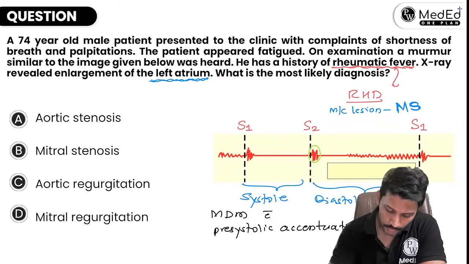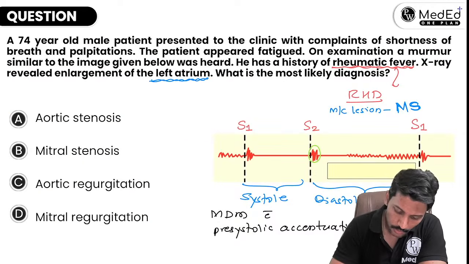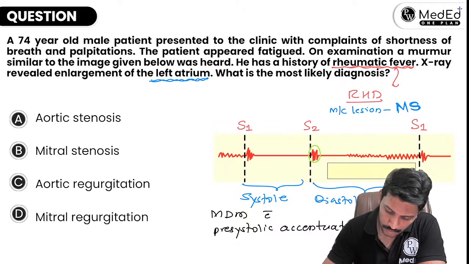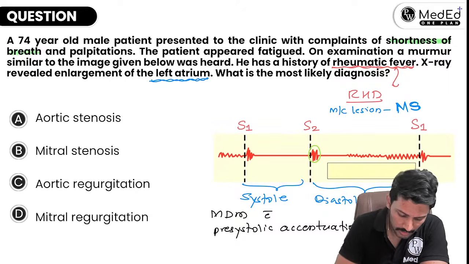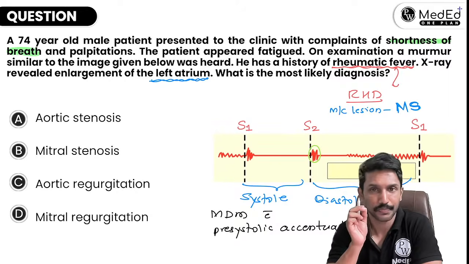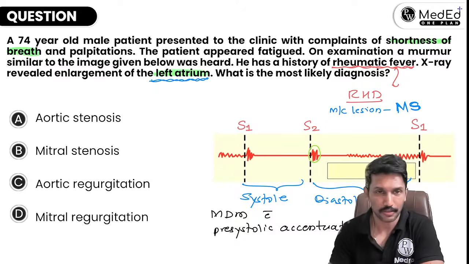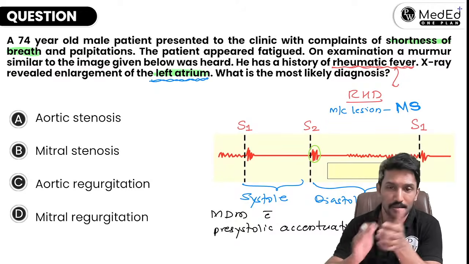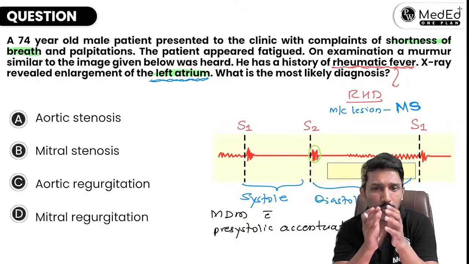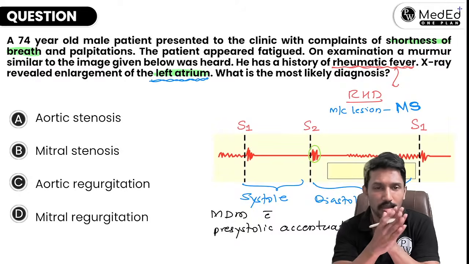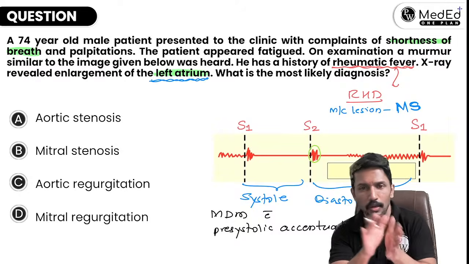Now in this question, the symptom they're talking about is shortness of breath, which is primarily a left heart symptom. They're also mentioning that the left atrium is enlarged. So I've concluded that this is left heart disease. So this is less likely to be PS, PR, TS, TR. Anyway, those options are not there.